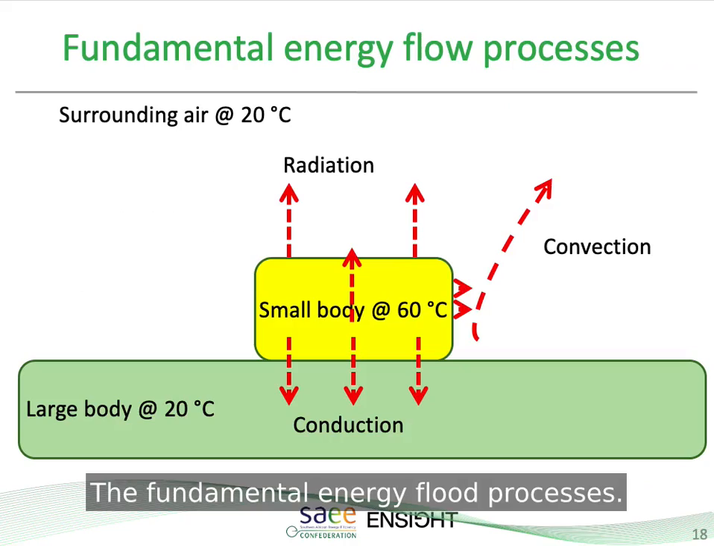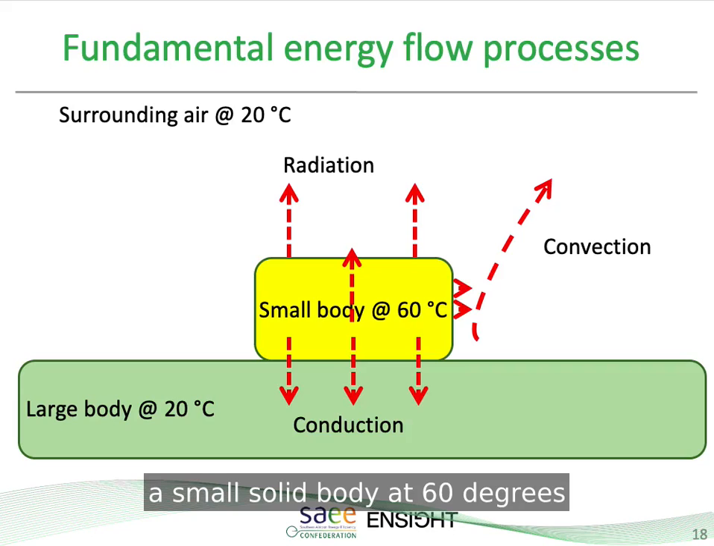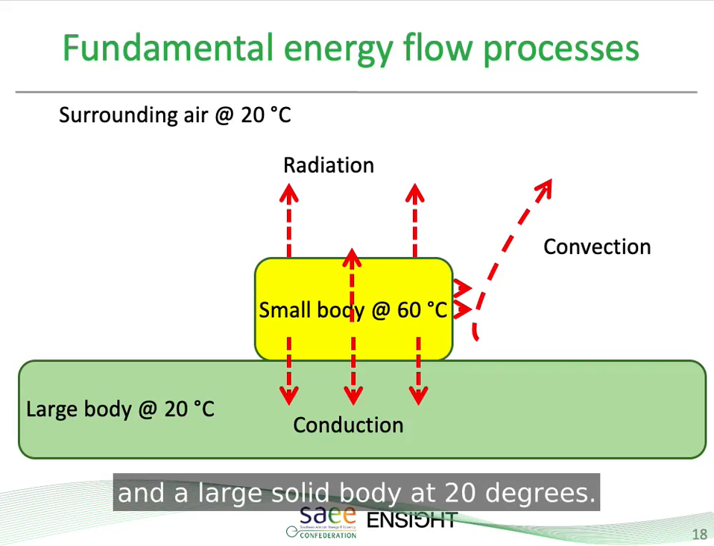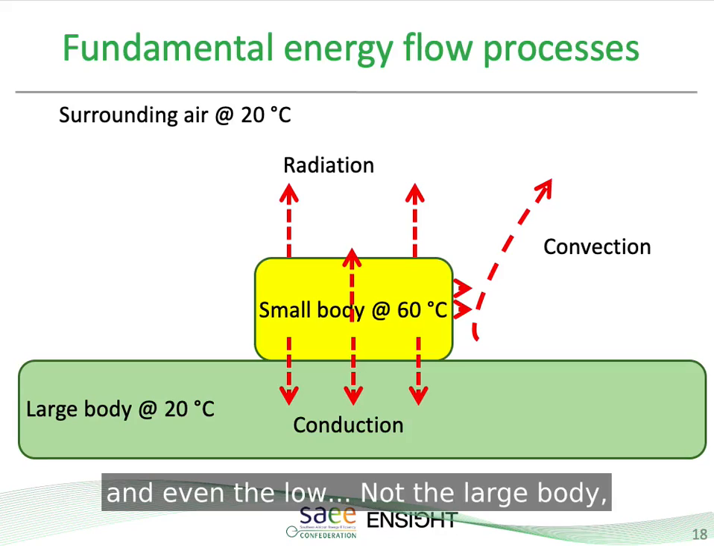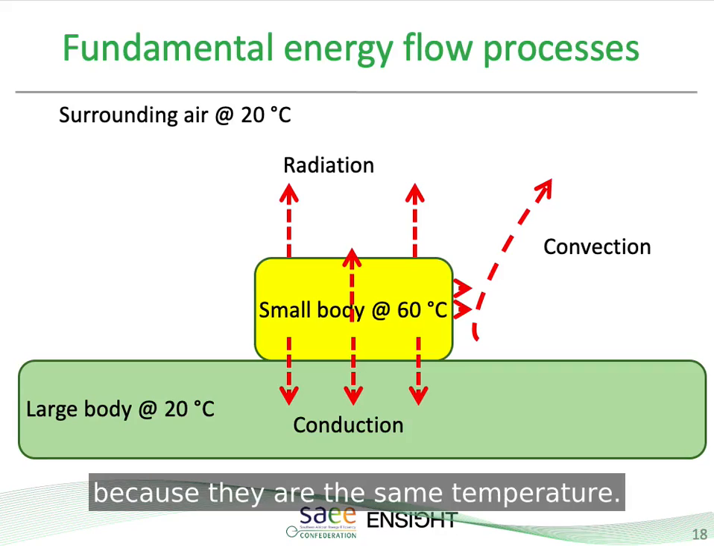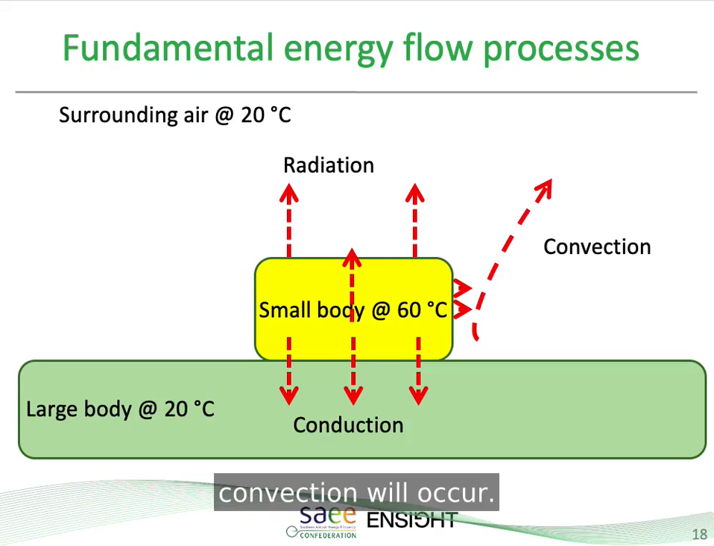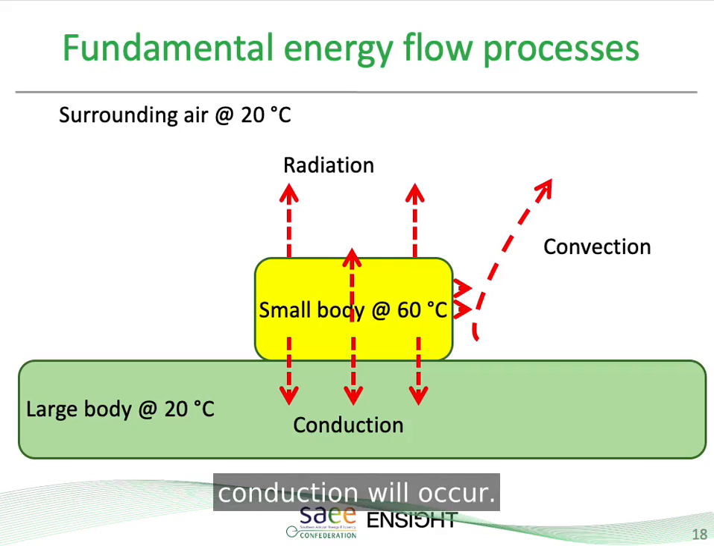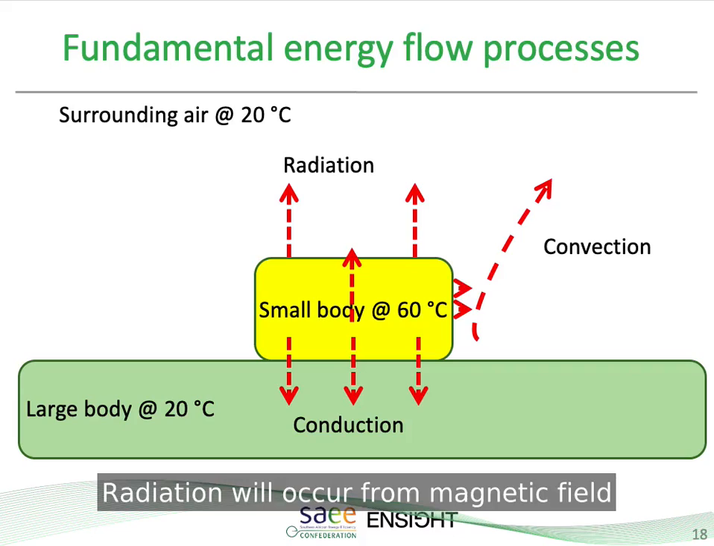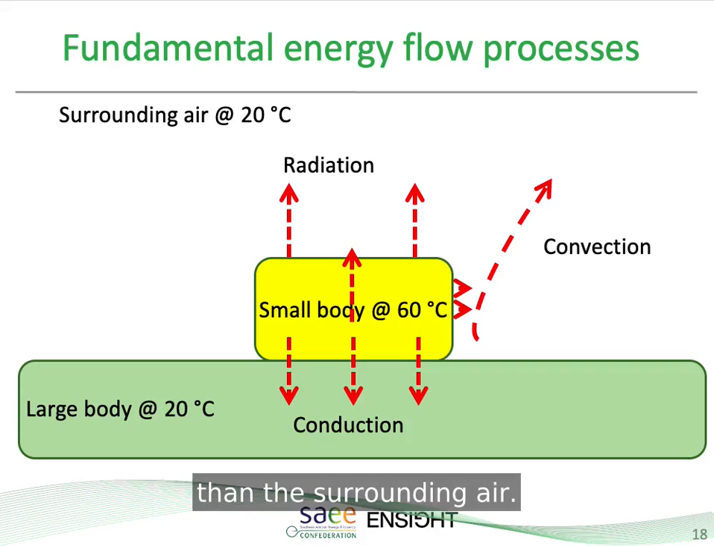The fundamental energy flow processes. Here we have surrounding air at 20 degrees, a small solid body at 60 degrees, and a large solid body at 20 degrees. Between the surrounding air and the large body there is no transfer, because they are the same temperature. So only between the surrounding air and the small body, convection will occur. Between the small body and the large body, conduction will occur. Radiation will occur from the small body being hotter than the surrounding air.